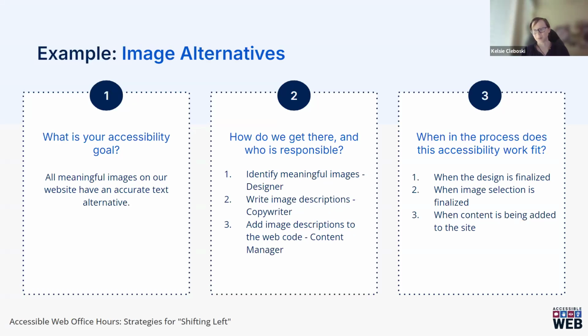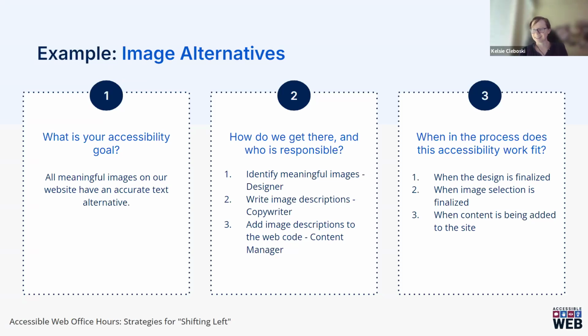So let's look at an example using image alternatives. This is based on the idea that images and digital content should have a text alternative, a description, so that users who aren't interacting with the content visually can still get that information from the image. Let's break it down into 3 parts. What is our accessibility goal? All meaningful images on our website have an accurate text alternative. How do we get there and who's responsible?